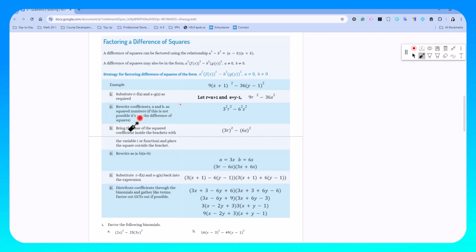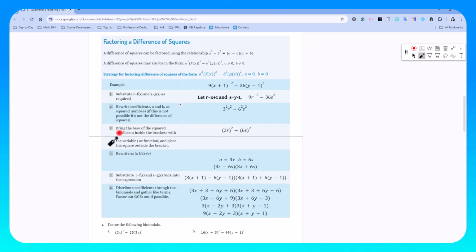The next step is we're going to rewrite the coefficients a and b as squared numbers. If this is not possible, it's not the difference of squares. So we've got to look at these numbers here, and those are going to be perfect square numbers. If they're not, we can't factor it. So 9 is 3 squared, and 36 is 6 squared.